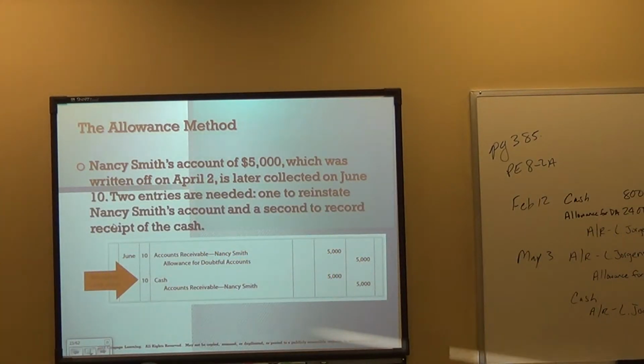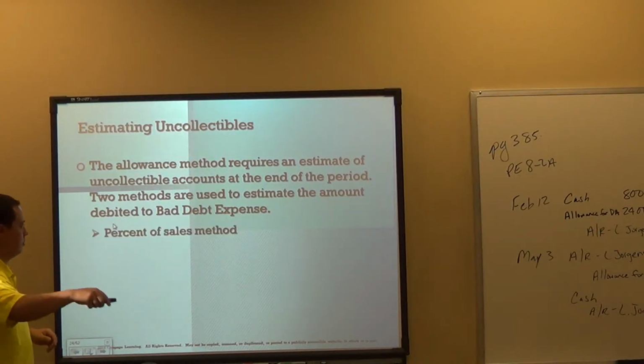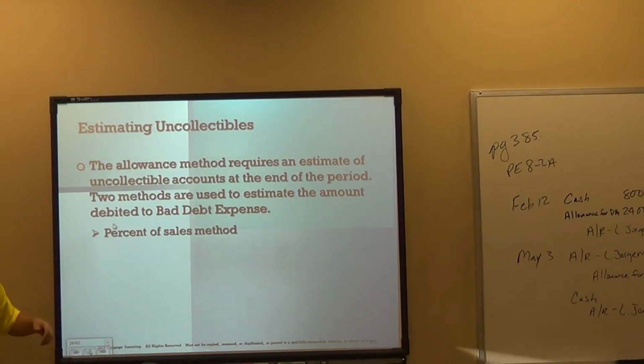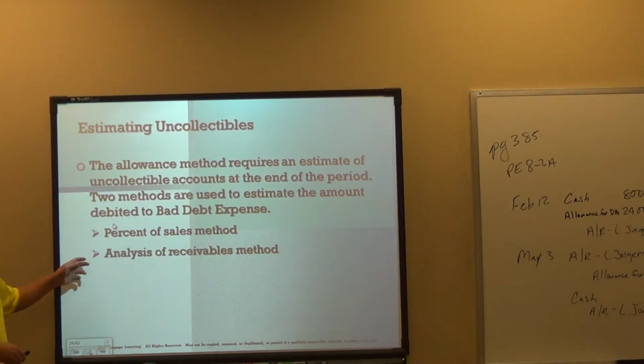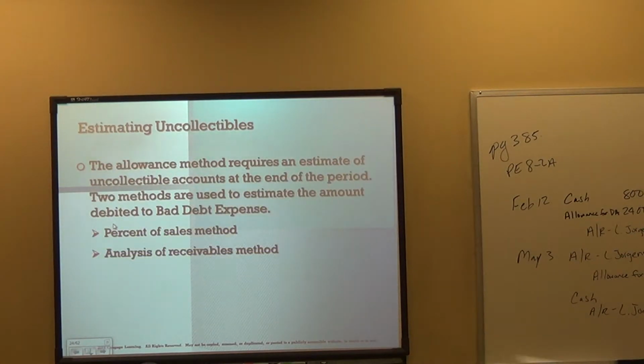All right, let's continue moving on here. The allowance method requires an estimate of the uncollectible accounts at the end of the period. Two methods are used to estimate the amount, so we'll talk a little bit about how we do that. The first is the percent of sales method, so your usual percentage, and usually, like I said, you look back at the history. Then the analysis of receivables method. We'll take a look at what we mean by that here.